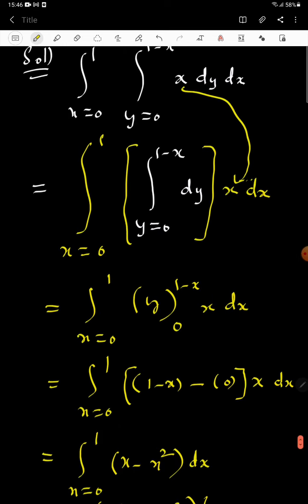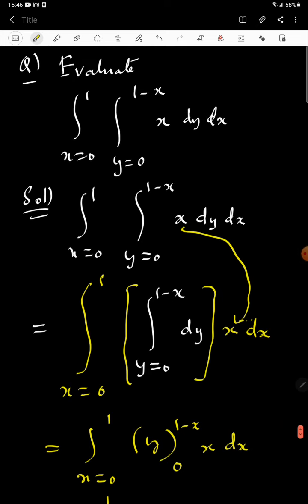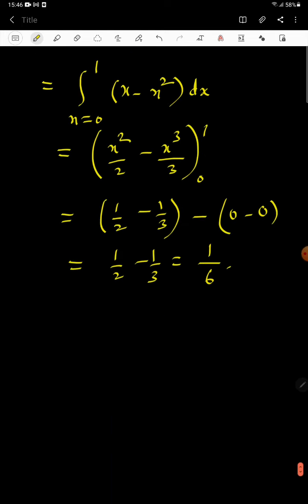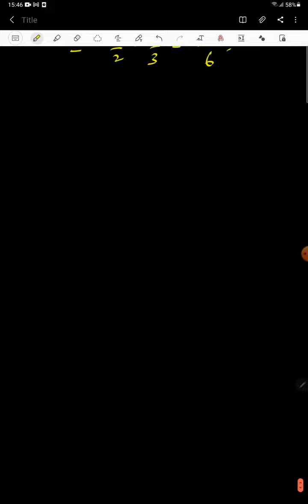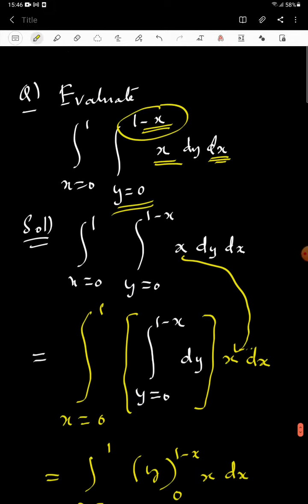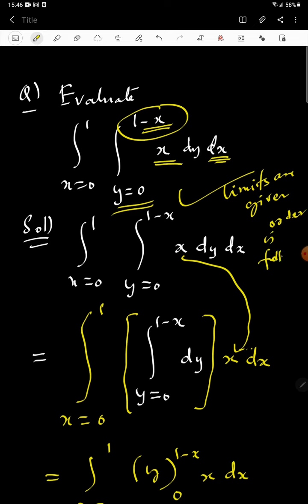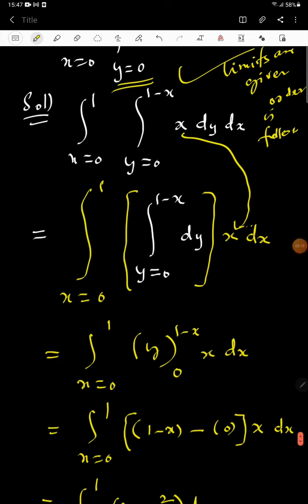You have noted that we have followed the order, because there is a variable limit here. First we integrate with respect to y, which leaves an expression in x. Again integration should be done with respect to x, and then the constants should be substituted. So this order is to be followed. The limits are already given, and the order is followed.